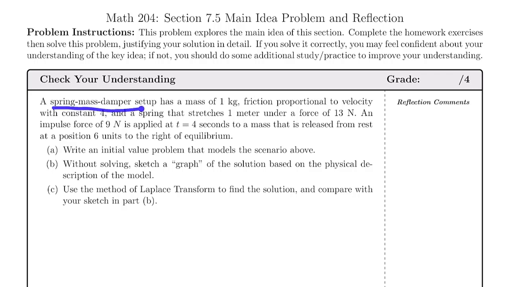A spring mass damper setup has a mass of 1 kilogram, friction proportional to velocity with constant 4, and a spring that stretches 1 meter under a force of 13 newtons. An impulse force of 9 newtons is applied at t equals 4 seconds to a mass that is released from rest at a position 6 units to the right of equilibrium. Part A, write the initial value problem that models the scenario above.